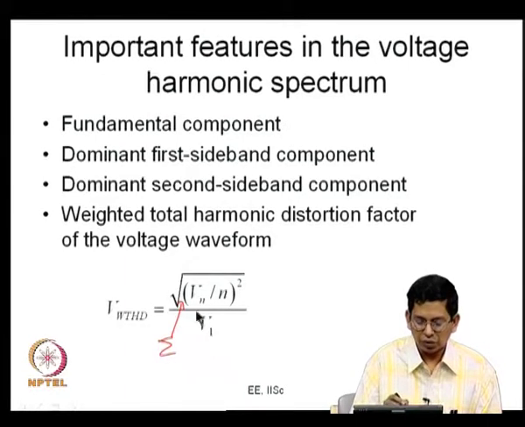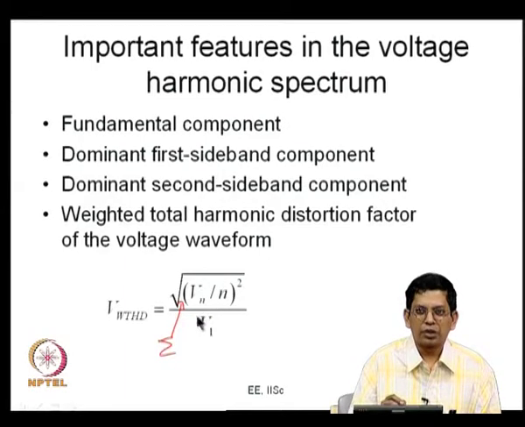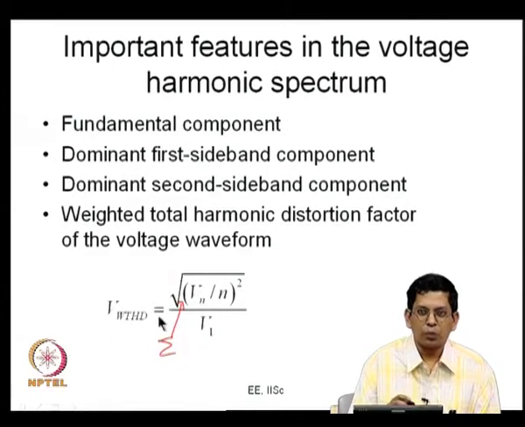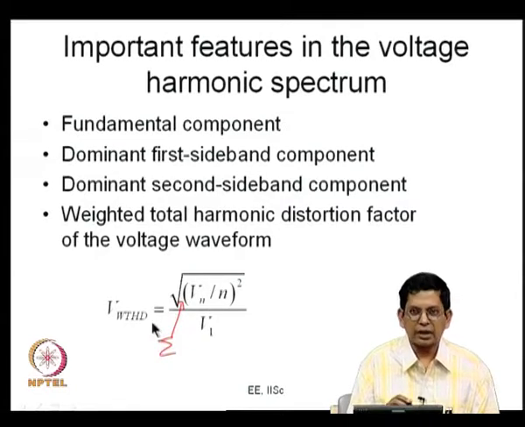This is what is called the weighted THD. So, this Vn by n whole square is a measure of a particular harmonic. Sigma of Vn by n whole square is a measure of all the harmonics, and that is normalized with respect to the fundamental voltage to give you the weighted THD of the voltage waveform. We will again discuss a little later why we are looking at it like this.